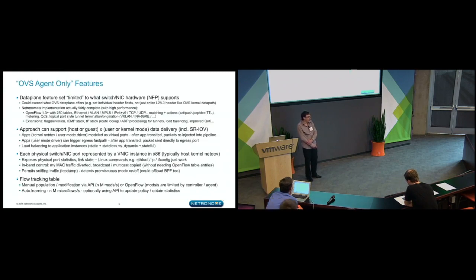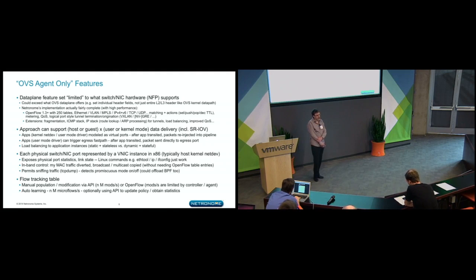So the agent-only features, you could claim it's a limited feature set because it's limited to whatever your acceleration hardware supports. But it's really not necessarily limited, because there are cases, and I mentioned one there, where there's actually more functionality than is available in the OVS code base. And you could go to your host with SRIOV directly from your acceleration hardware, with load balancing and so on to scale up.